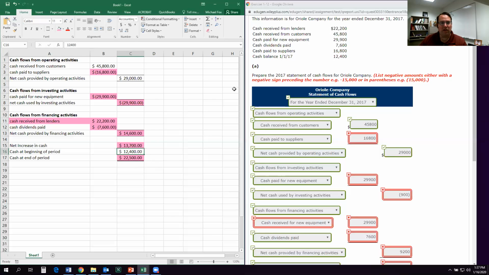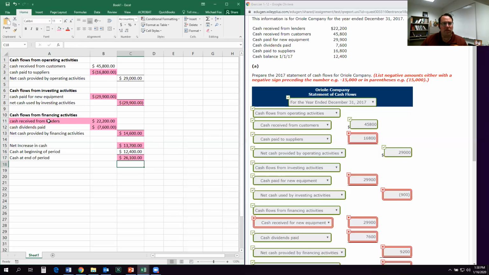We know our cash balance at 1/1, which you had 12,400. So our cash balance at the end of the period should just be what the cash balance at the beginning of the period was, plus any cash we increased during the period. And that's it. So mostly it was these negatives that were throwing you off.